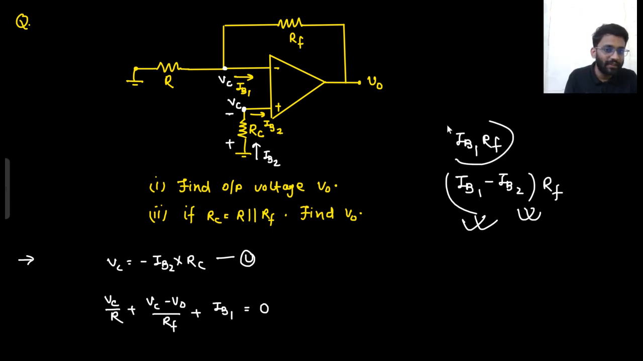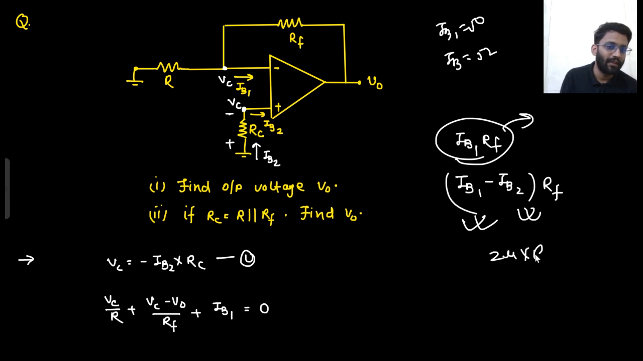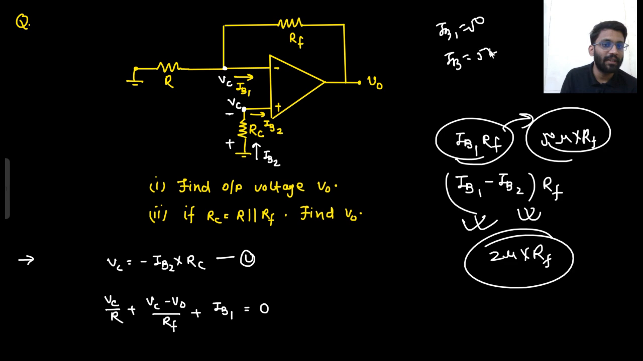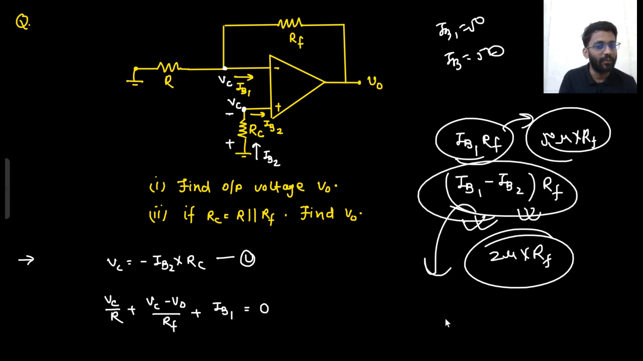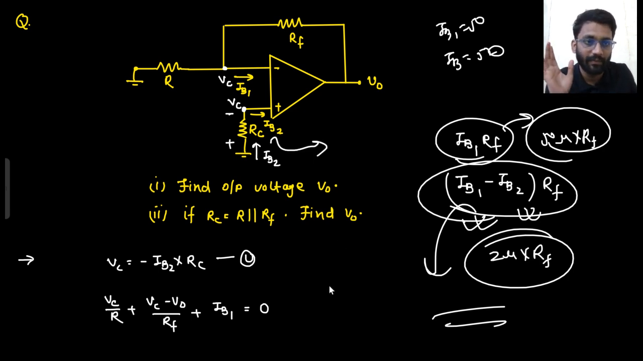So previously you were getting this output, but now IB1 minus IB2 will certainly be lesser. Let's just assume IB1 is 50 micro and IB2 would be some 52 micro. So it would be 2 micro into RF, and here you are getting 50 micro into RF. So you have reduced the error, and luckily if both currents were the same, then the error would have been 0. So this compensation resistance is connected to reduce the error.